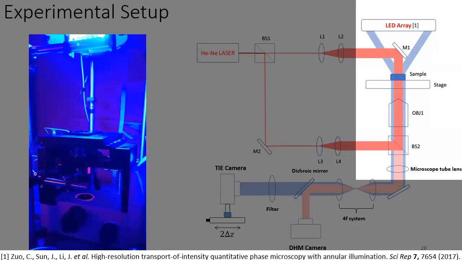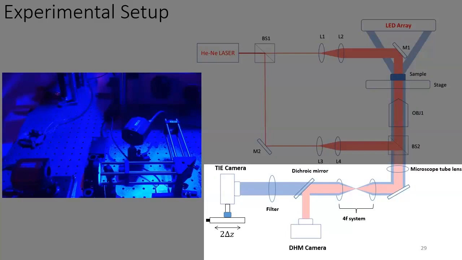At the same time, we have LED illumination for our TIE system. I'll talk more about that in the next couple slides. That illuminates the sample, and that just goes through the microscope. All of this is standard microscope optics, with the exception of the beam splitter that only has to be there for the DHM system. So TIE would work with just the regular microscope. When we come out, we add some additional lenses just to take the field and copy it a little further along so that we can insert both cameras. We can't just slap them on the output of the microscope. There's not enough space.